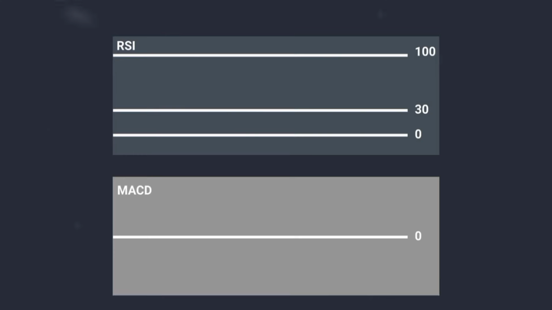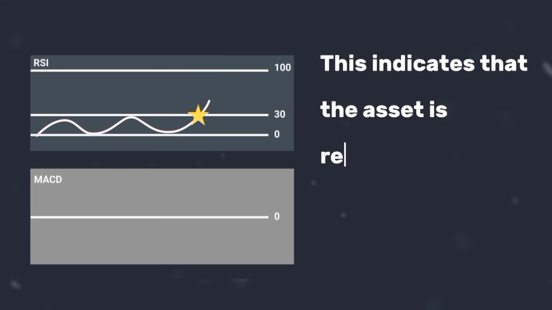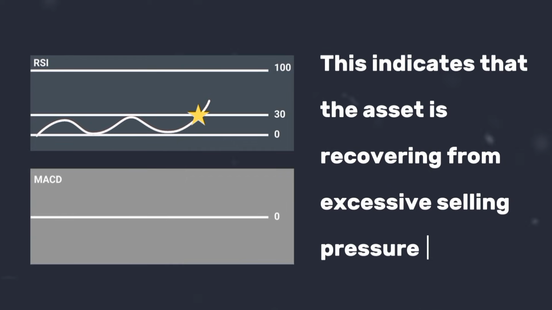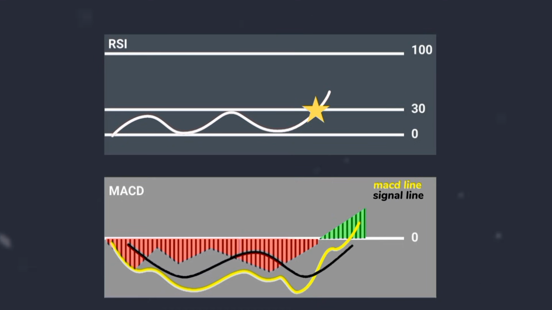Generating signals. Buy signal. An initial signal occurs when the RSI exits the oversold zone and crosses above the 30 level. This indicates that the asset is recovering from excessive selling pressure. However, this signal alone is not enough, and a second confirmation is needed. The MACD line should cross above the signal line, forming a bullish crossover, which suggests upward momentum.